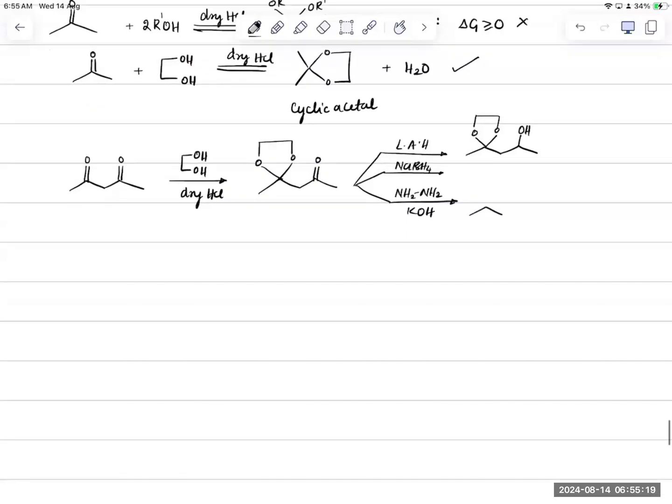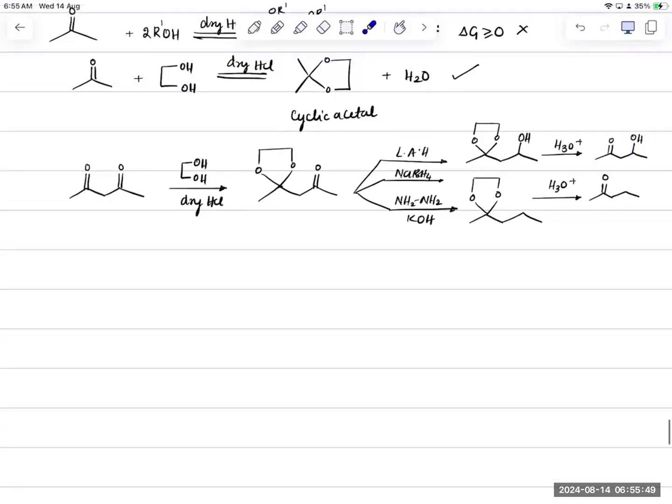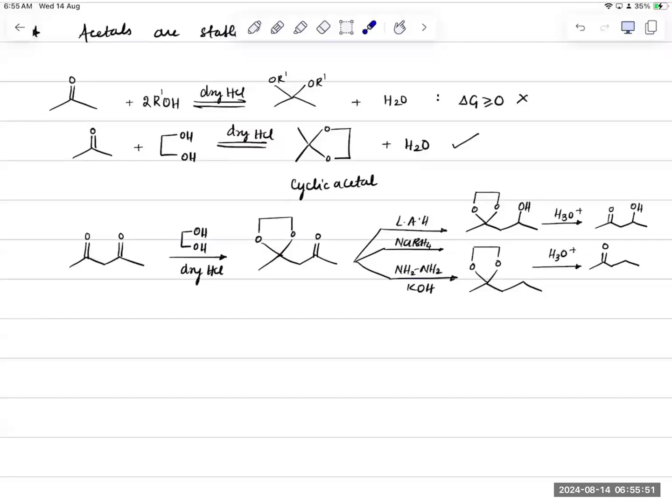And on the other hand, in the second case, you know that it is Wolff-Kishner reduction. In base medium, cyclic acetals are stable. So this is the product form. And then on further acidic hydrolysis, this double bond O will come back. Similarly, here also with H3O plus, this double bond O will come back, but this got reduced. So you can see these positions got reduced. This is typically how we do the locking of acetal groups or carbonyl groups, and based on that, we will perform the reductions.